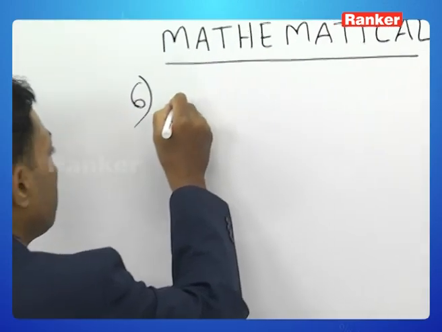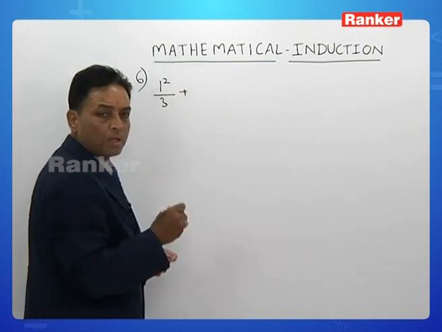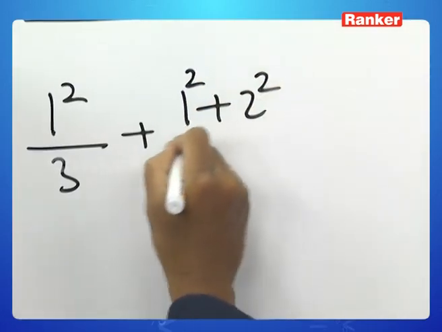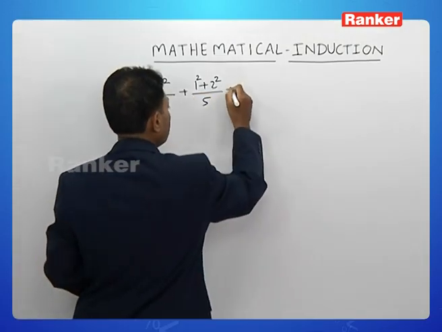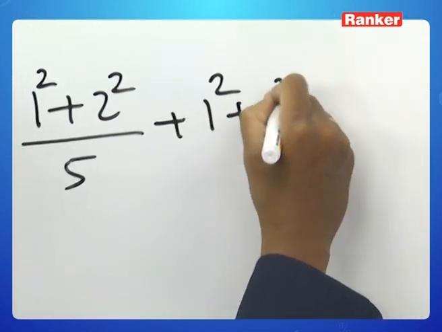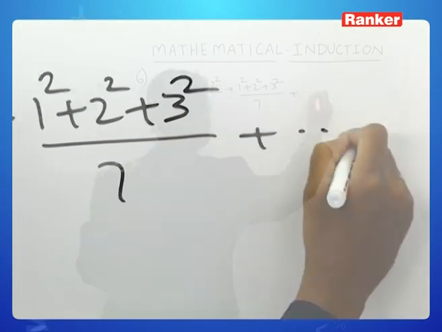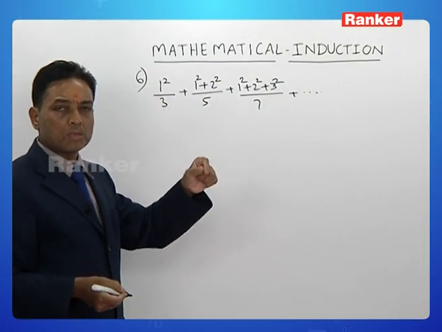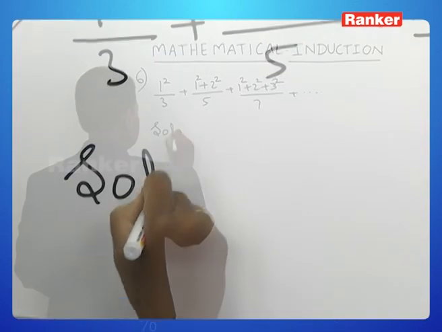1 square by 3, plus 1 square plus 2 square by 5, and third one 1 square plus 2 square plus 3 square by 7. First of all, we write the nth term, and after that, applying sigma to that, we will find the sum of n terms. So, first I will write the nth term.